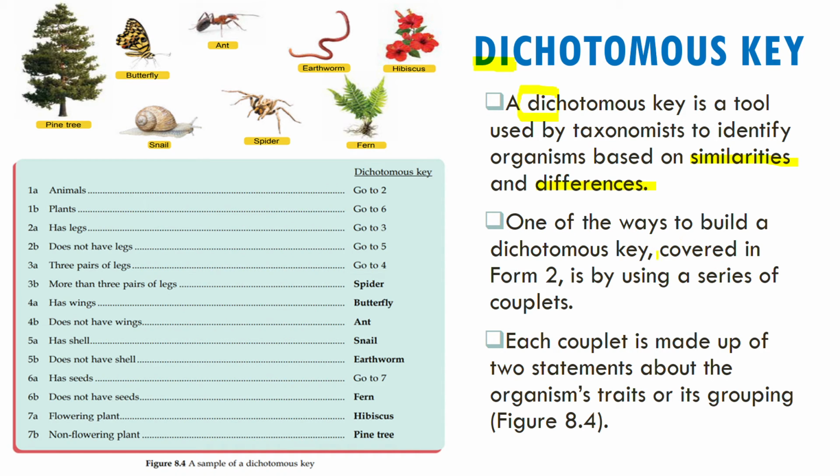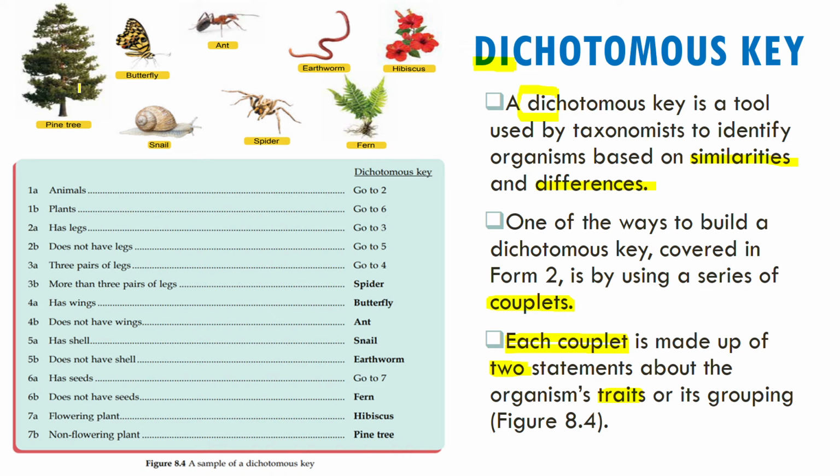One of the ways to build the dichotomous key is by using couplets. Couple, kalau couple, we know that it is dua orang kan. Okay, so here same lah, couplets itu is referring to two, that means di. Which each couplet is made up of two statements about the organism's trait, dia punya ciri or its grouping.